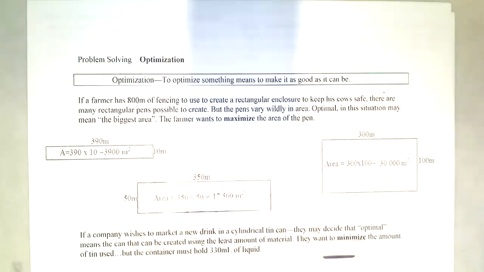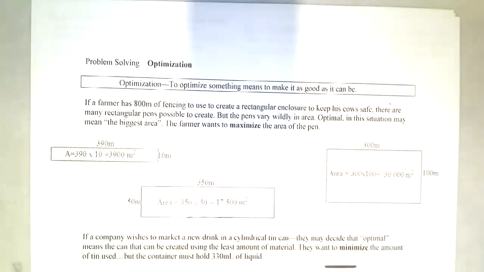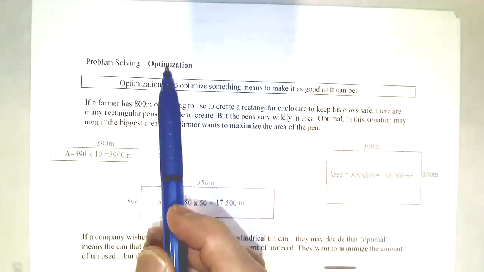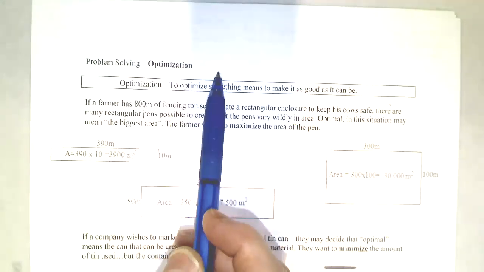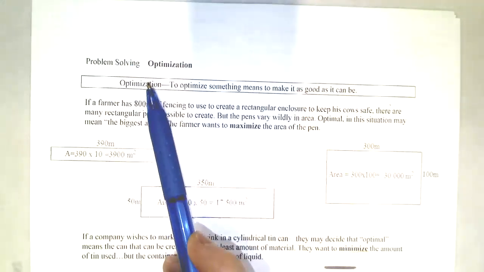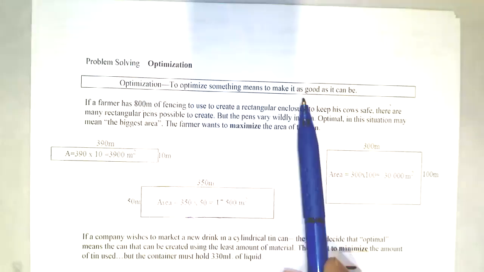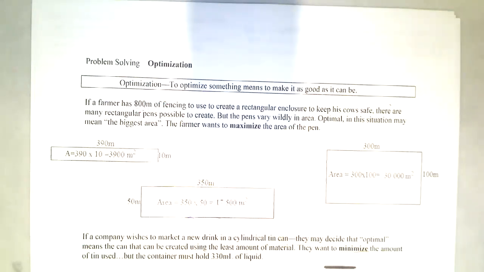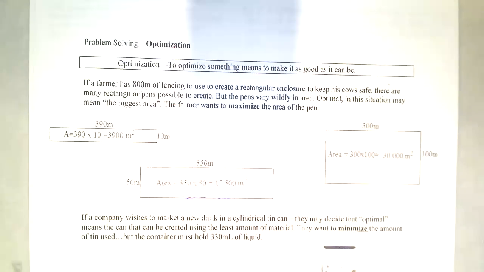This is the third section, chapter 3. We're going to do some problem solving, everybody's favorite. The topic is called optimization. Optimization in English language means to make something as good as it can be. In a mathematical sense, it has the same kind of idea.